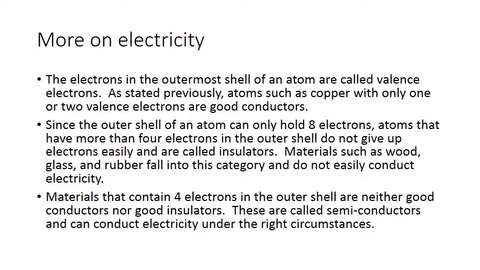Now, there is sort of a middle category. There is a group of materials that contain four electrons in the outer shell, and these materials are neither good conductors nor good insulators. Carbon would be an example of a material that's a semiconductor because carbon has four electrons in its outer shell. Because these materials are neither good conductors nor good insulators, they're called semiconductors, but importantly, they can conduct electricity under the right circumstances.